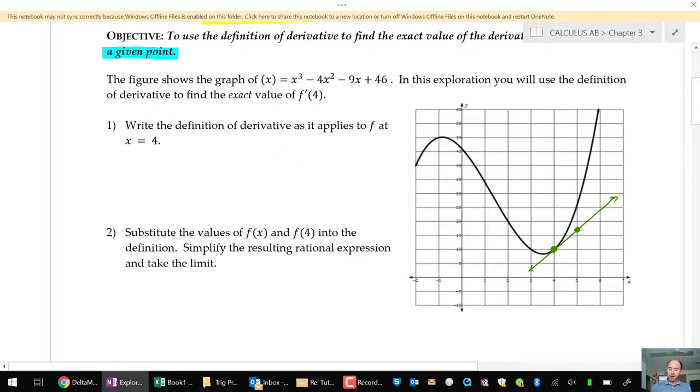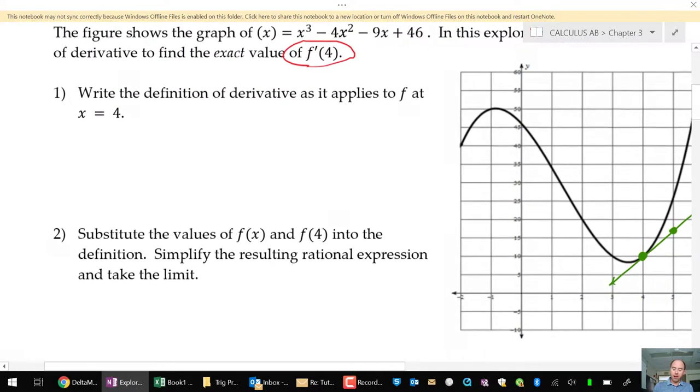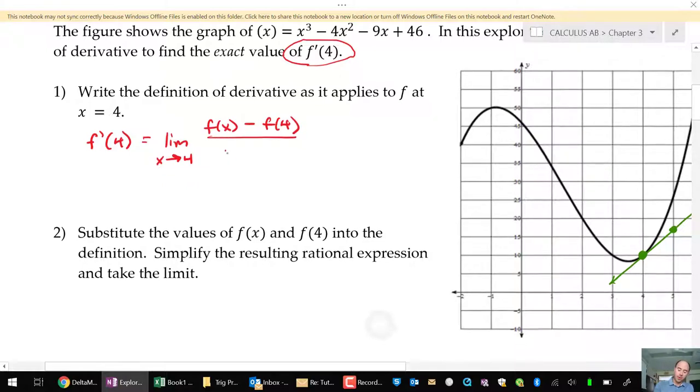So I have a graph of a function. It's a polynomial cubic function right here. And it says to find the exact value of f prime of 4. So number 1 says to write the definition of the derivative as it applies to f at 4. So what you'll do is simply write the definition, the limit as x approaches 4 of the difference quotient f of x minus f of c, divided by x minus c, or in this case our c value is 4. So x minus 4.